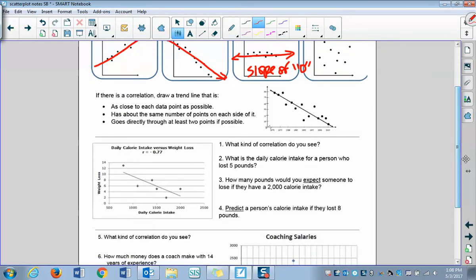Okay? If there is a correlation, we need to draw a line that best fits the data points. In order to do that, we want to get the line as close to each point as possible, have the same number of points on each side, and go directly through at least 2 points if possible. So looking at this example, we have 1, 2, 3, 4, 5 and 1, 2, 3, 4 on opposite sides, and as you can see, we're going through a few of the points.